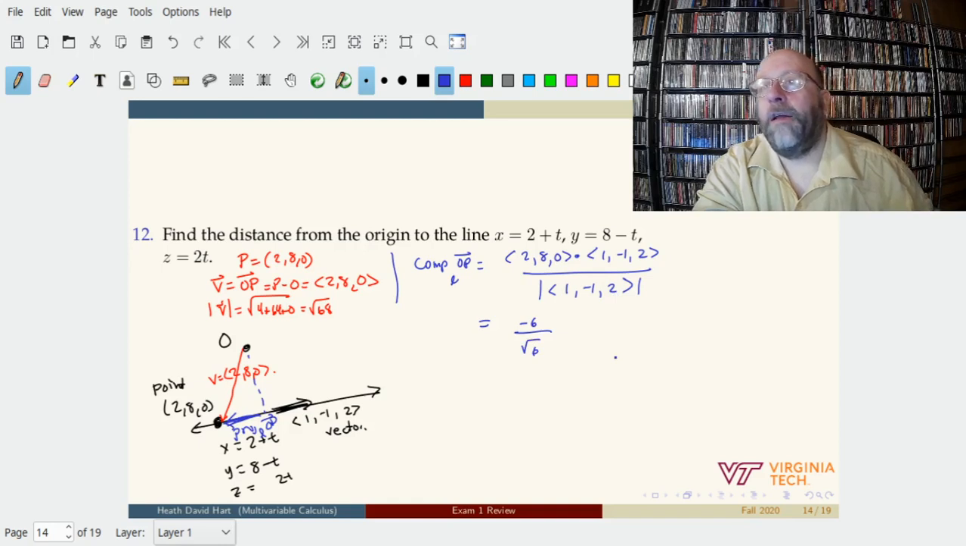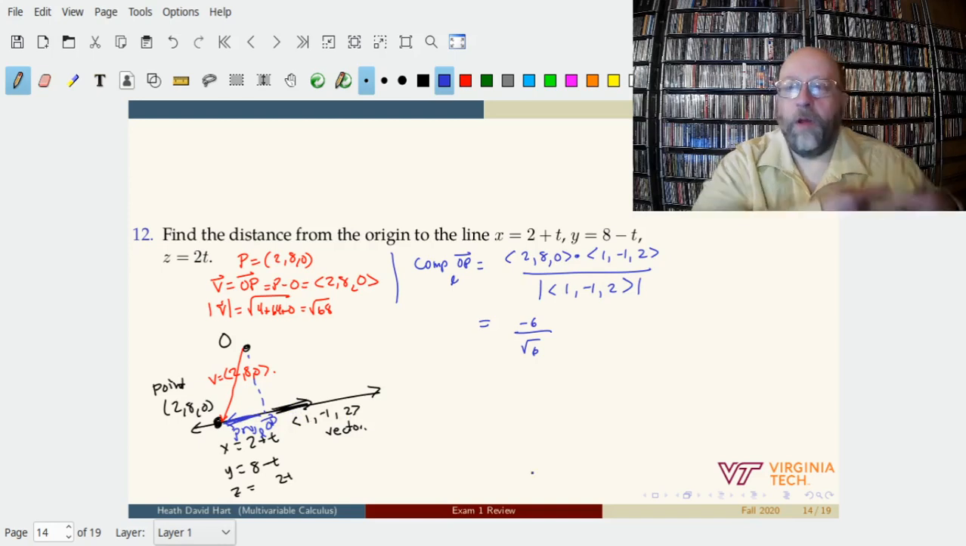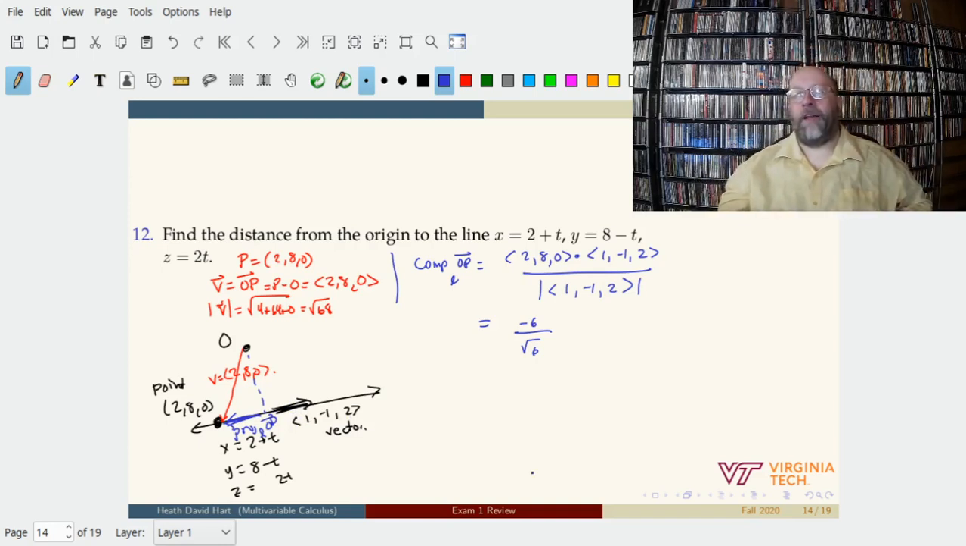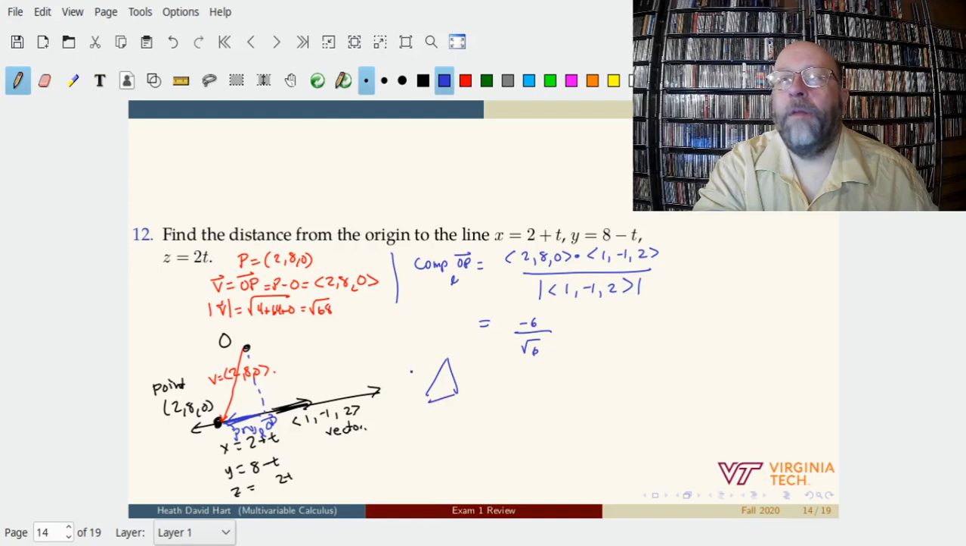Now the reason why this is a negative sign is because the projection is pointing in the opposite direction from the line vector 1, negative 1, 2. They're pointing in opposite directions, so we're getting a sign difference. But the actual length is just 6 over root 6. And so now we have this triangle here. This side is square root of 68. This side is 6 over root 6. And this side is the distance we want. We want the distance from the origin to this line.